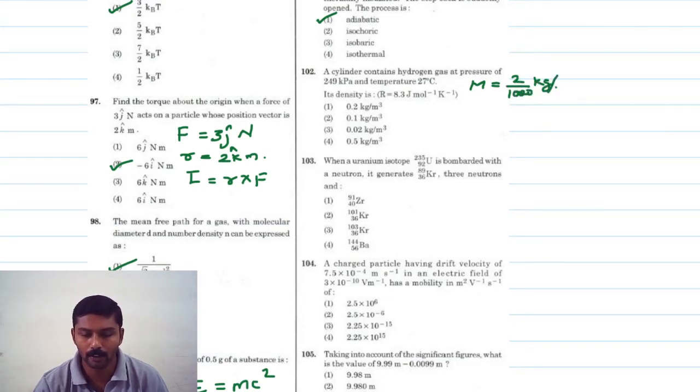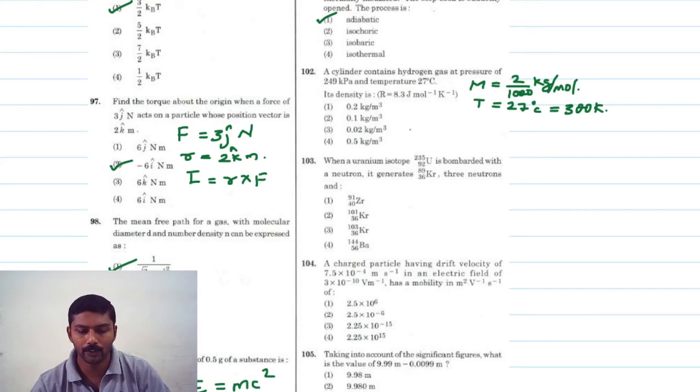Kilogram per mole. The pressure is given as 249 pascal. You have to convert that into kilopascal, that is 249 into 10 power 3, and the temperature is 27 degrees Celsius, which is equal to 300 Kelvin. Right, so what you're going to find out is the density.